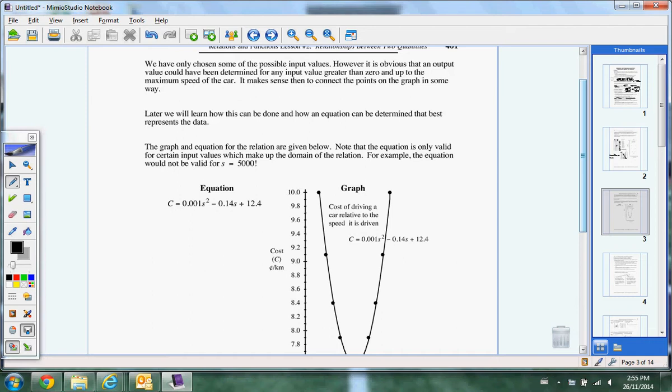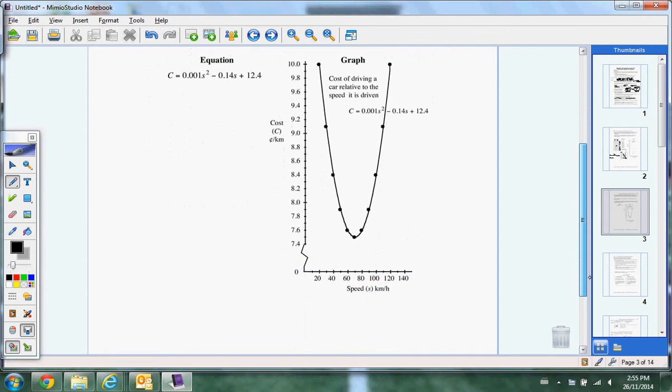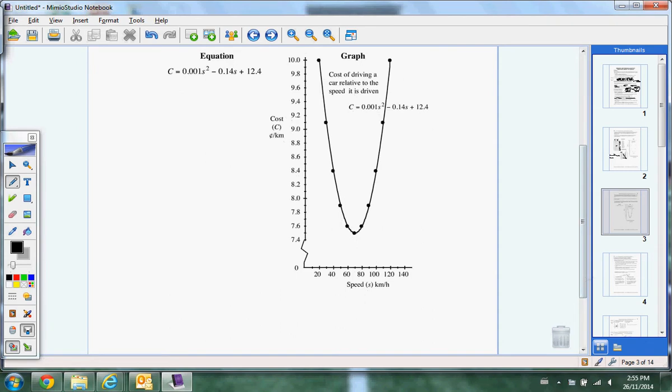Okay, and we want to figure out what would not be valid for 5,000. It means we can't go 5,000 kilometers an hour, which I think is understood. The equation, they give this to us in a quadratic. We know it's called a quadratic from our factoring section. If you put that in your graphing calculator, you would get that parabola. You could change your graph so that it had these labels if you wanted, but it's not crucial.